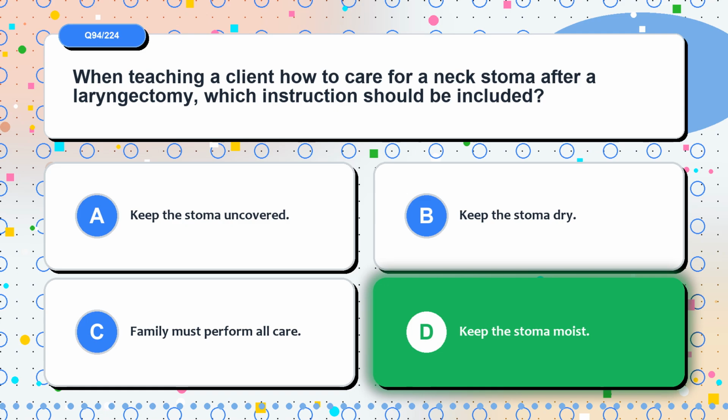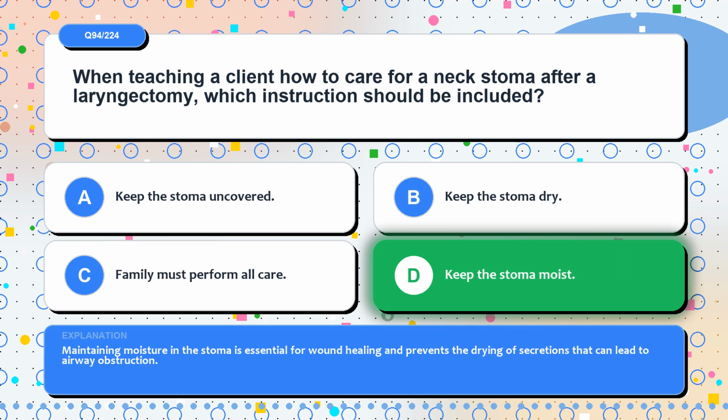The correct answer is option D. Keep the stoma moist. Maintaining moisture in the stoma is essential for wound healing and prevents the drying of secretions that can lead to airway obstruction.